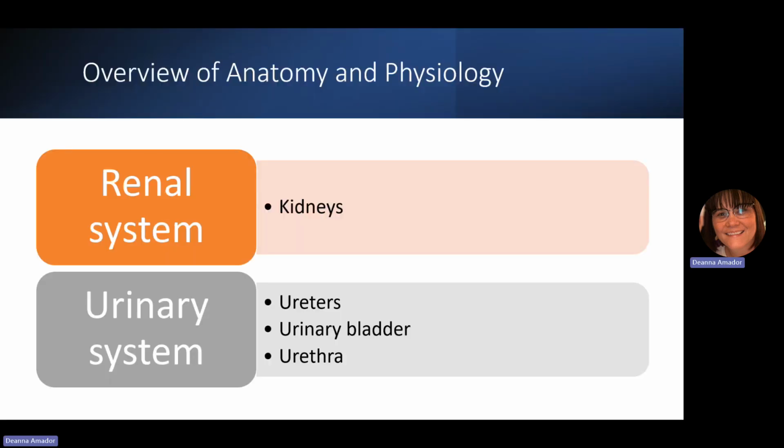So to start off, we're going to talk a little bit, just a quick overview of anatomy and physiology of the renal system. Of course, this includes our kidneys and then ureters, bladder, and urethra. And basically the functions, as you are probably well aware of, the renal system has to do with the excretion of waste, regulation of fluid and electrolyte balance, your acid-base balance, regulation of your blood pressure, secretion of erythropoietin for red blood cell formation, and activation of vitamin D.